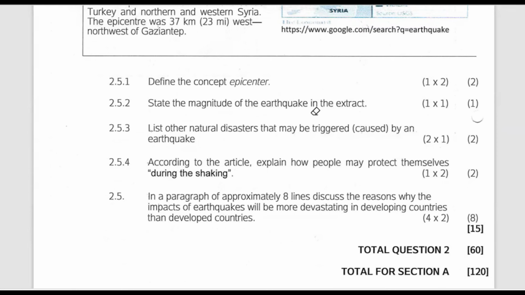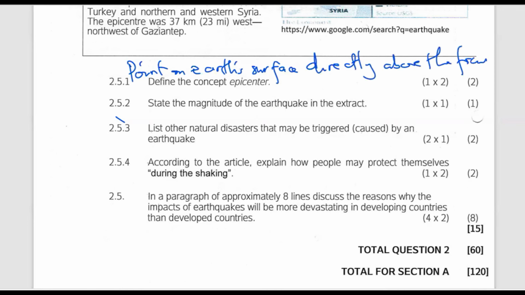We can define an epicenter as, in simple terms, a geographical point on the Earth's surface which is directly above the focus. The focus will be inside the Earth's crust where the earthquake starts. But a point which is directly above that point where the earthquake starts on the Earth's surface is what we call the epicenter.